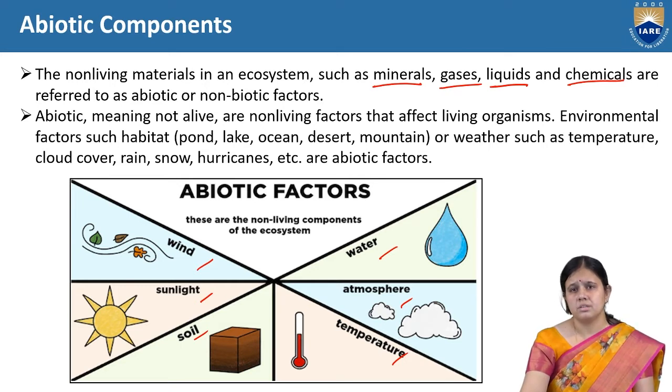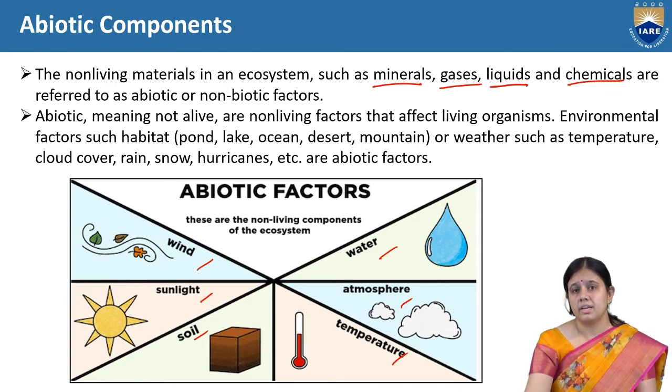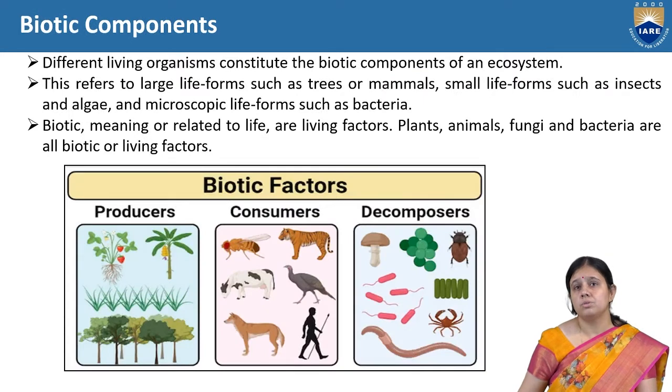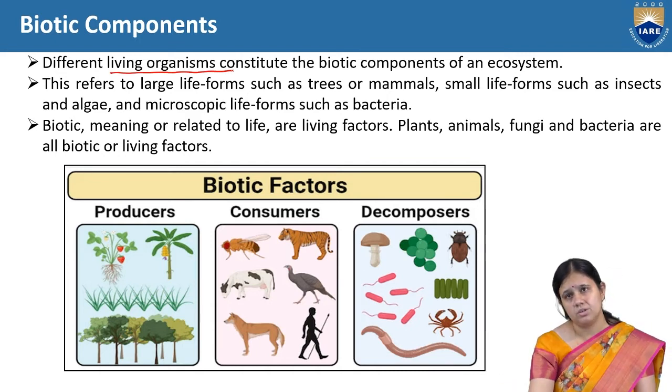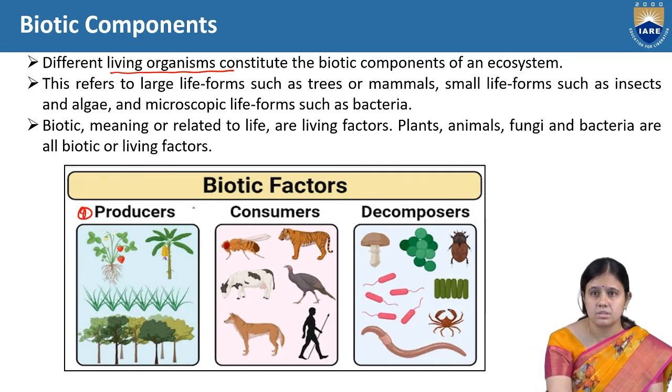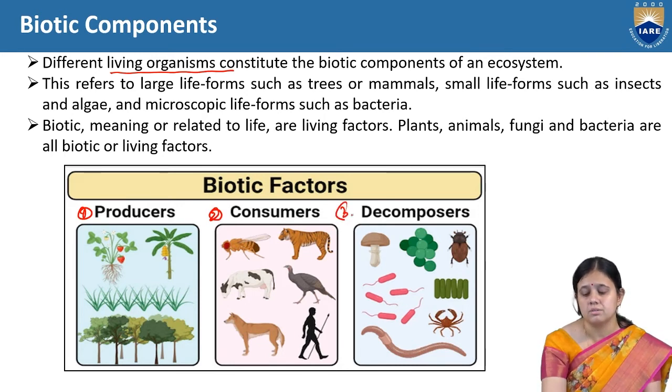Sunlight is the most important thing in the abiotic factors because green plants use sunlight to make their food and everything. Now come to the biotic components. Biotic components are the different living organisms. See the words, living organisms, that constitute the biotic components of the ecosystem. And biotic components are divided into three types: first is producer, second is consumer, third is decomposer.